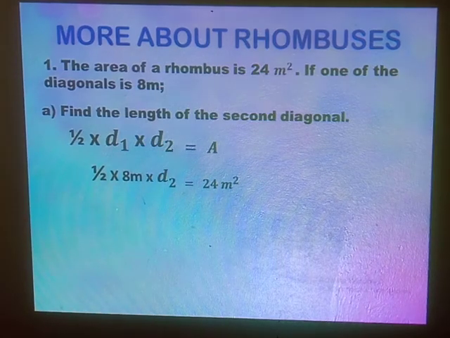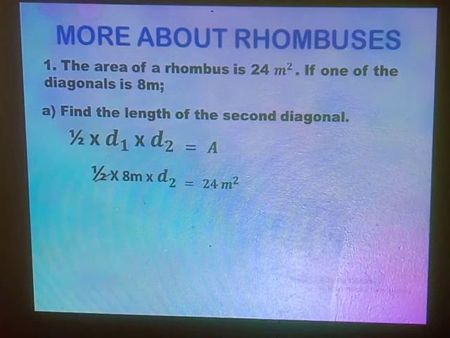I believe we shall be able to come up with that. Where we have a half times diagonal 1, which is 8 meters, times diagonal 2, which we don't have. Let's leave it as diagonal 2. The area we have it as 24 square meters. So what can we do from there? Let's look at 8 and 2. We can divide by 2.